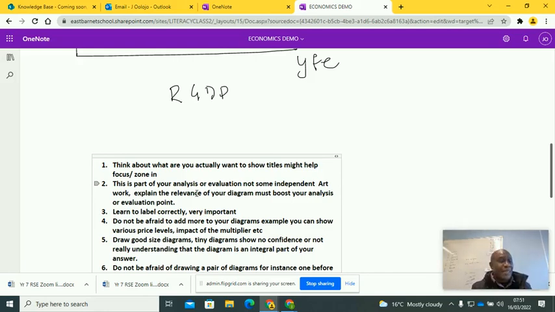Some students just think, I'm just going to do a diagram. It has to connect with your analysis. It has to connect with your evaluation. My point is that if it's not helping your analysis, if it's not helping your evaluation, then don't bother doing diagrams. This diagram has to be part and parcel of what you're trying to do. Learn to label correctly. That is so important.